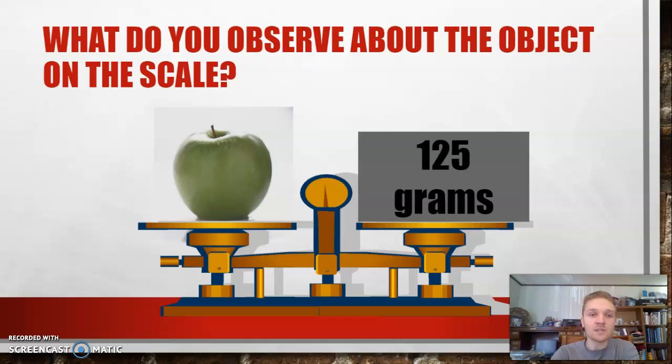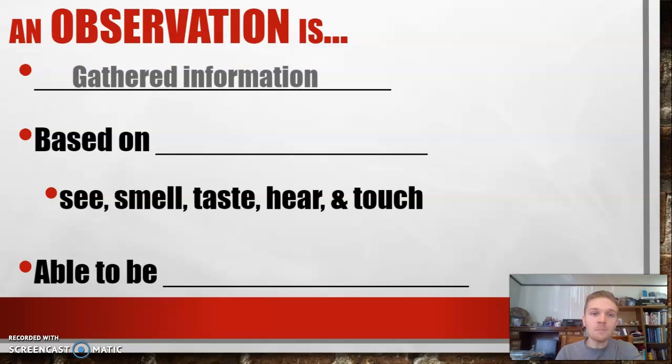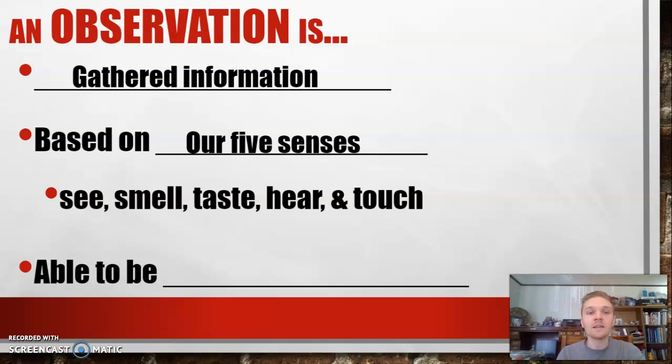Those are all observations that we can make about the picture, things that we see, hear, feel, taste, and touch. Because it's a picture, we can only see things here. Right? So an observation is gathered information that's based on our five senses. So those five senses being sight, smell, taste, hearing, and touching. Right? And importantly, observations are able to be recorded.